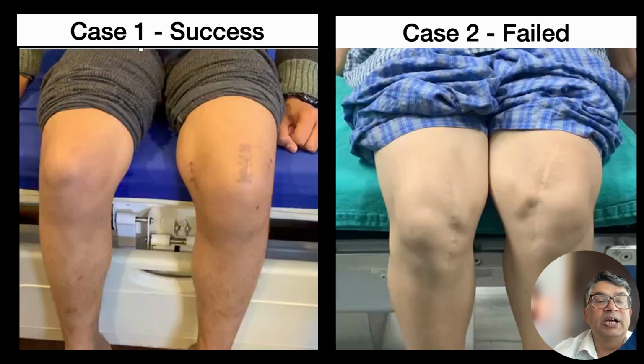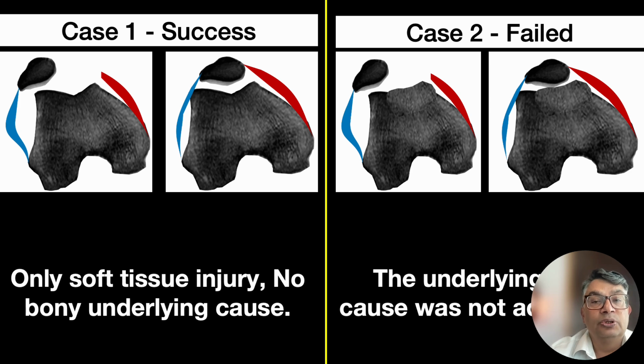So what went wrong? Why was case 1 a success and case 2 a complete failure even after 2 surgeries? If you look into these cases, case 1 had only soft tissue injury. There were no underlying bony causes. That's why we did a soft tissue reconstruction, MPFL reconstruction, in this patient, and that's why he did well. Whereas the second case had an underlying bony cause: she had trochlear dysplasia. But we did just a soft tissue procedure, ignoring the trochlear dysplasia. That is the reason why 2 big surgeries failed.